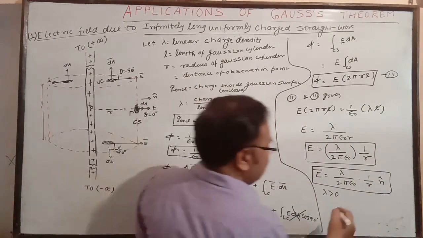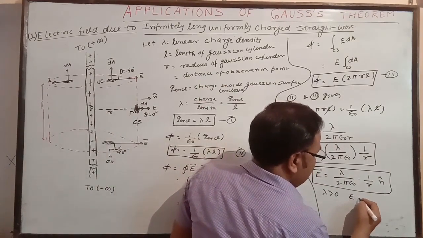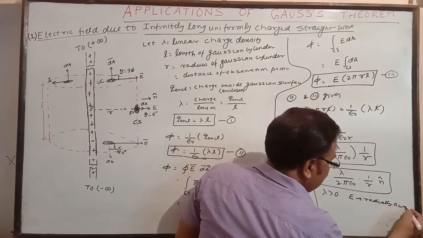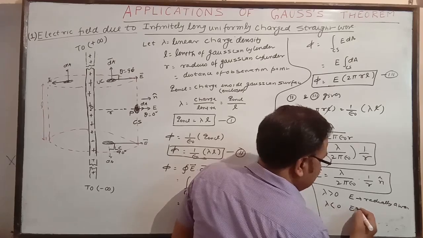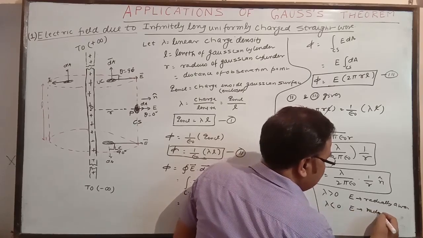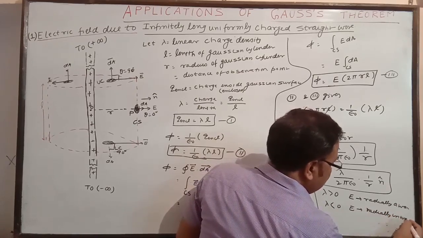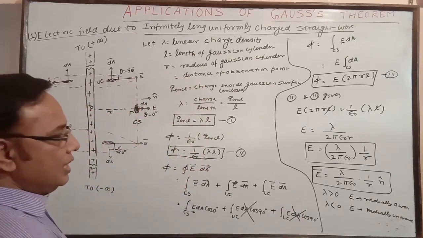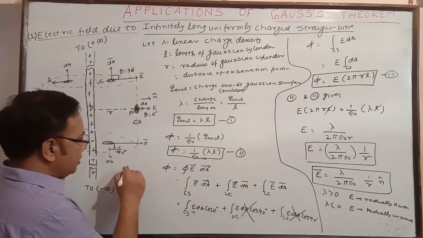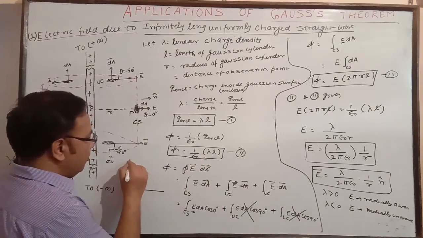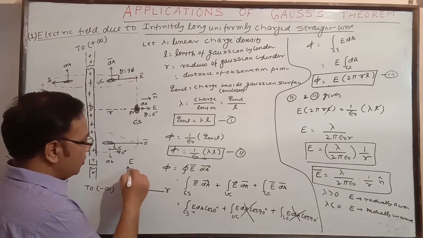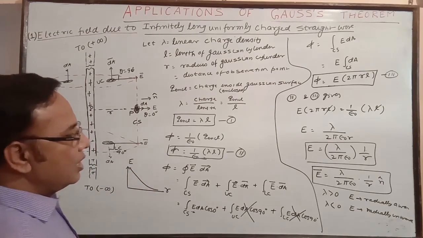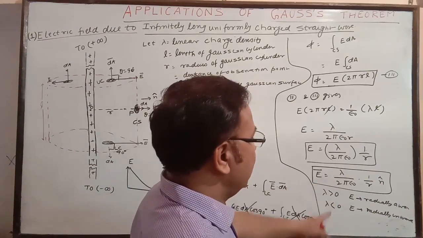So E is radially away, and if lambda is less than 0, E is radially inward. So this is what we have. If you are going to draw the curve E versus R, it is almost like this. So this is what we have, where lambda is the linear charge density and 2 pi epsilon naught is a constant.